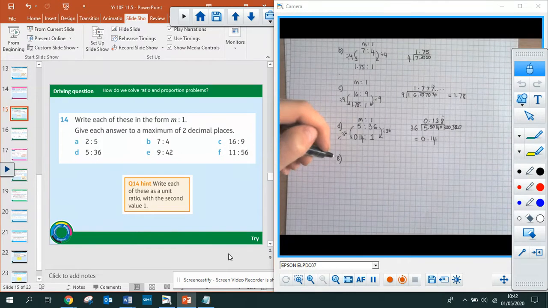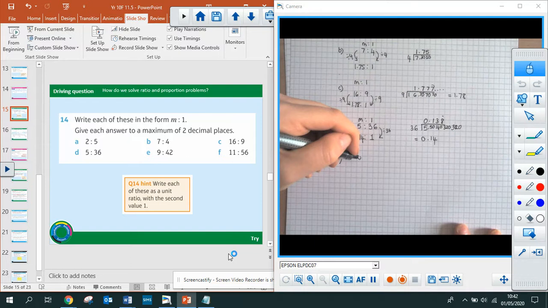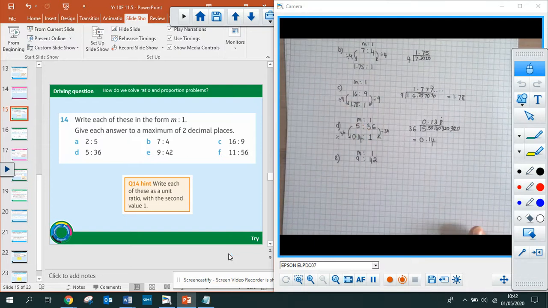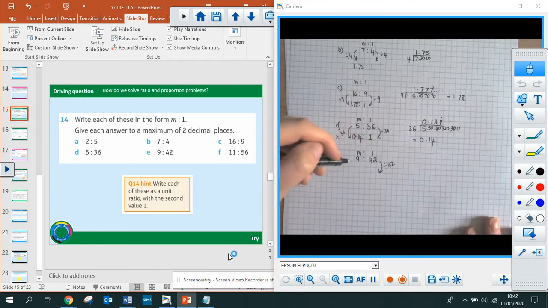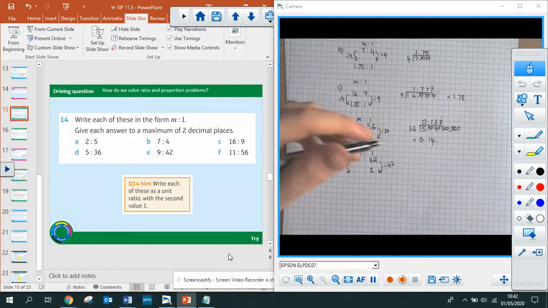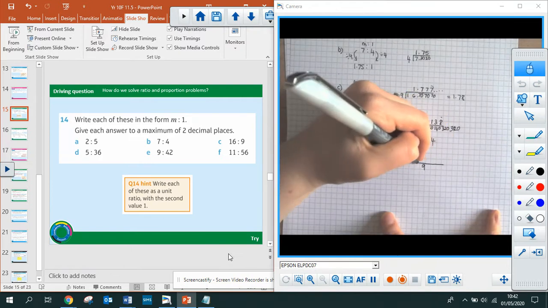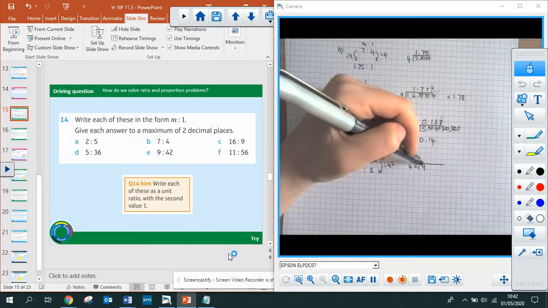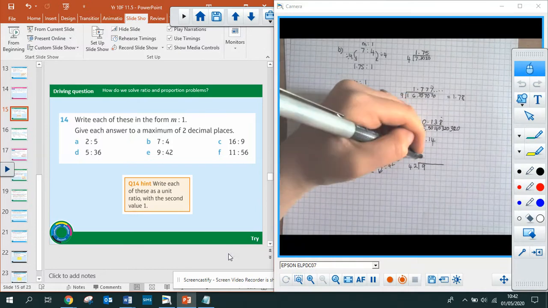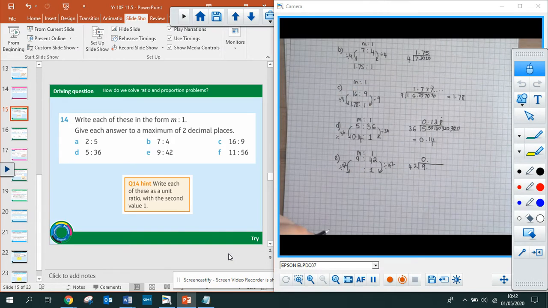Okay, the next one, we've got 9 to 42. Remember, it's m to 1. So this number needs to be 1 in our final answer. Therefore, we're going to divide both sides by 42. So that side would become 1, and this side we need to work out what is 9 divided by 42. Okay? 42 doesn't go into 9, so that's 0. We've got to the end of the number, so we need to put our decimal in. Carry our 9, and it becomes 90.